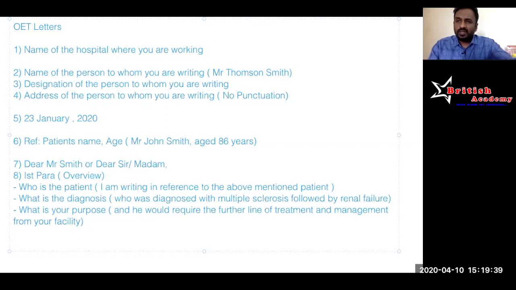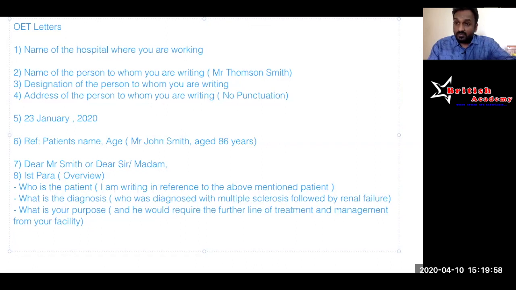Above mentioned, because in the reference you've written the patient's name and age. Diagnosis, we have taken the prime diagnosis or the prime complaint the patient had. And the purpose is what he needs. Now, the description of the treatment and the management, what we need from the target reader, we would write in the fourth paragraph.